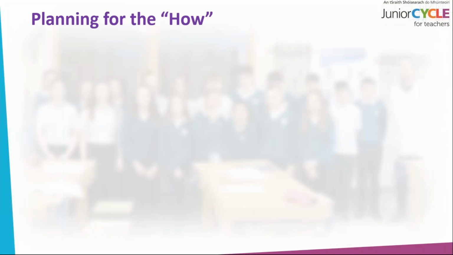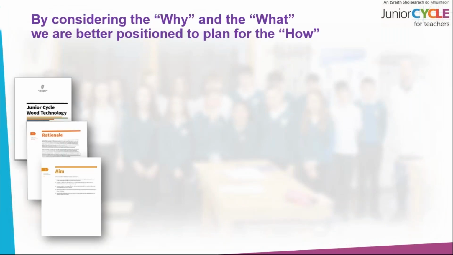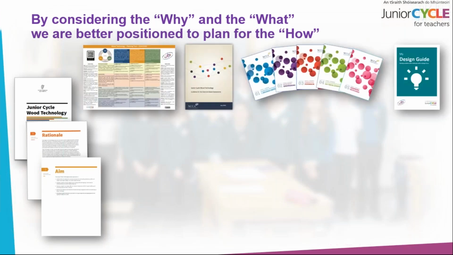Just to recap and go back to look again at a slide we had earlier, by understanding the why and the what, we're better positioned to plan for the how. If you consider the aim and rationale of technology to be the why and the what, the how is achieved through engagement with the learning outcomes. So we can see there we have a number of documents such as the Wood Technology Planning Tool, which contains all our learning outcomes, our strand and element overviews and so on, our Wood Technology Classroom-Based Assessment Guidelines, our NCCA Teaching and Learning Toolkits, and also the design guide, which is put together by the JCT4 team. There are resources there that help us to plan for the how.